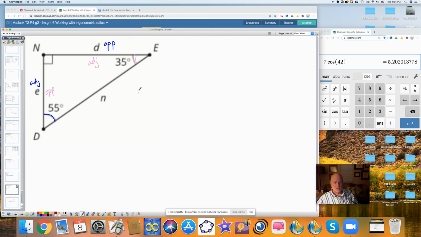If I look at the ratio of the tangent of 55, that's going to be the opposite divided by the adjacent. That's equal to D over E. If I look at the tangent of 35, this will be flipped. It'll be E over D.